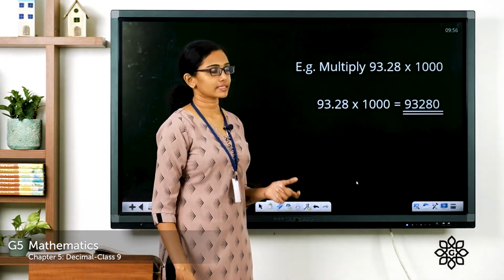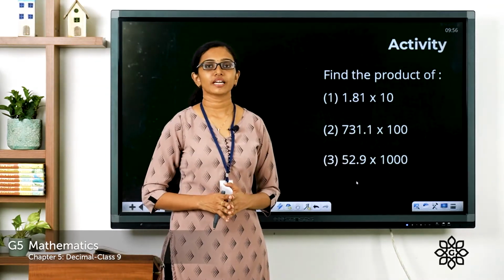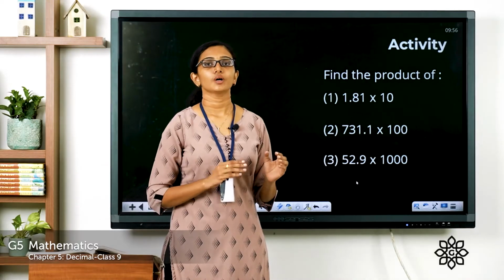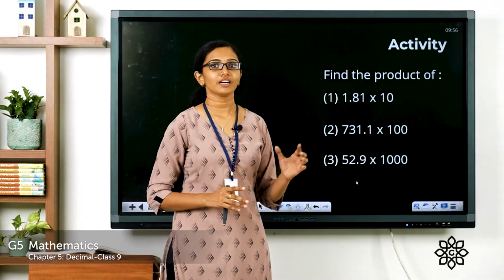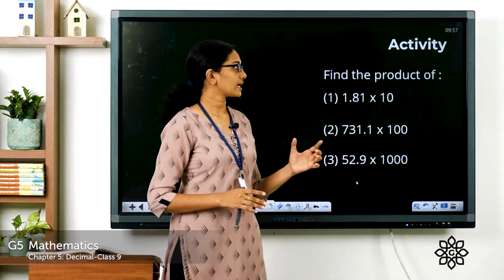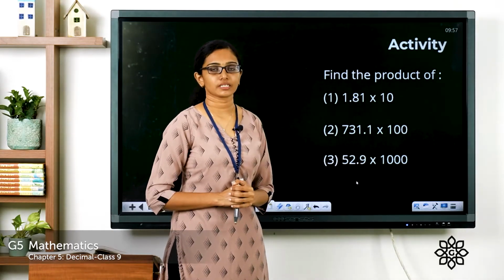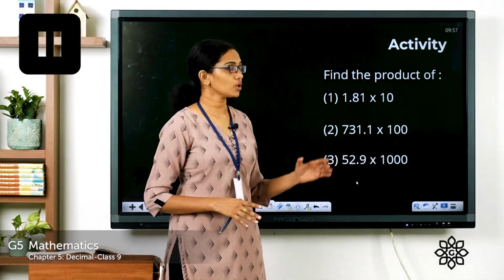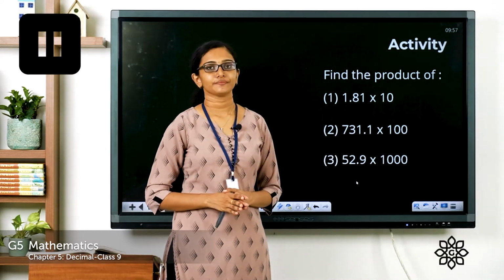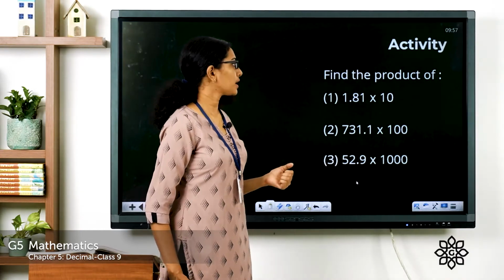Now we will do one activity. All of you please take your maths notebook, put today's date, write the heading multiplication of a decimal number by 10, 100 or 1000. You can underline that and then please take down these 3 questions. You can pause the video, take down the question, work out them and come back. Now let's see them one by one.